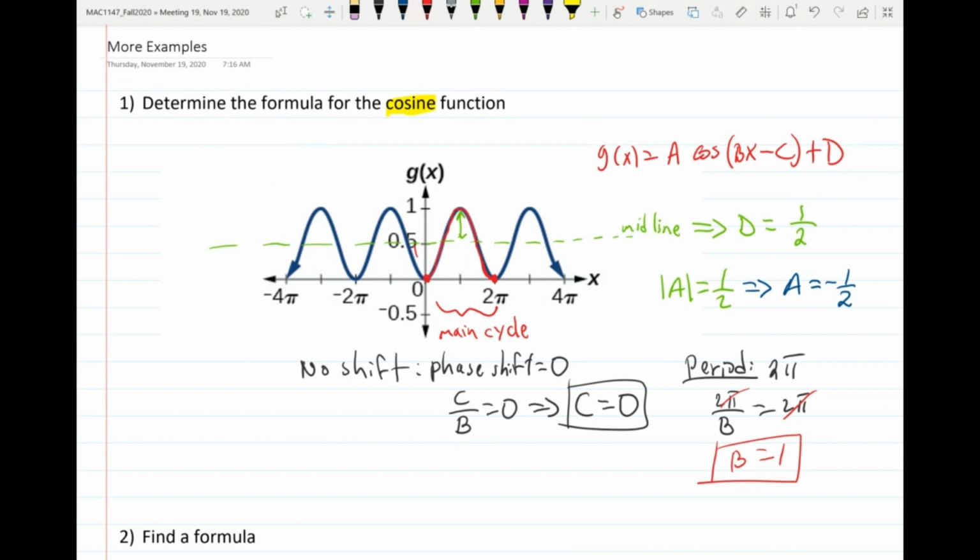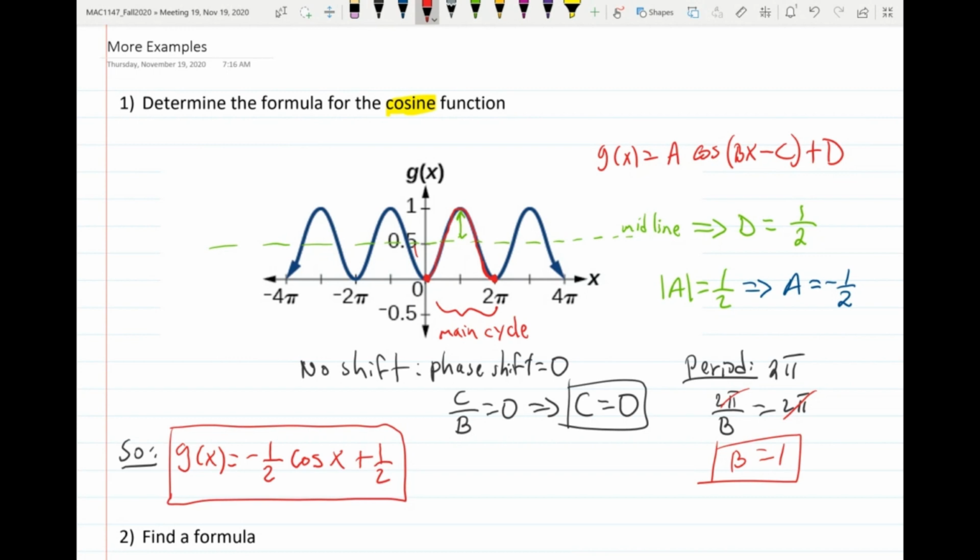All right, so now we have everything. So what's the formula for g? g of x is going to be equal to negative 1/2 cosine of x plus 1/2. If you graph this function, you're going to get the picture that you see there. Questions? Questions on this example?